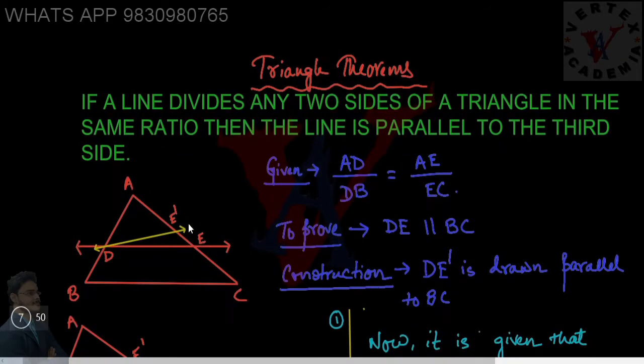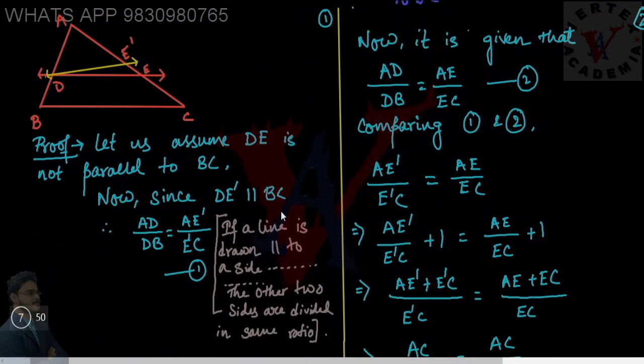to prove the theorem, we need a construction. We draw DE dash. DE dash is a line such that DE dash is parallel to BC. Since we have considered DE is not parallel to BC, we are drawing a line through D which cuts AC at the point E dash, and the line DE dash is parallel to BC. Here this is not actually looking parallel, DE dash and BC, but they are parallel. So let us consider DE dash and BC are parallel. So now let us come to the proof.